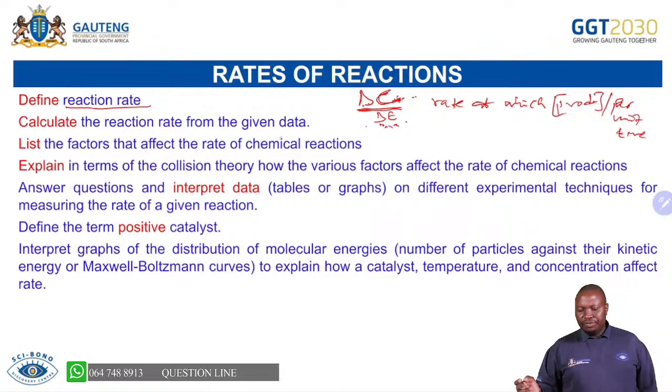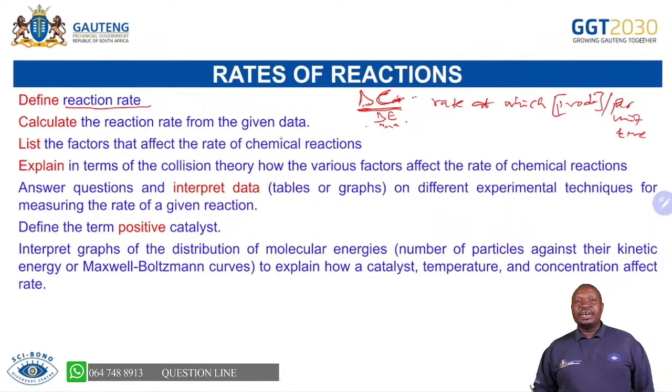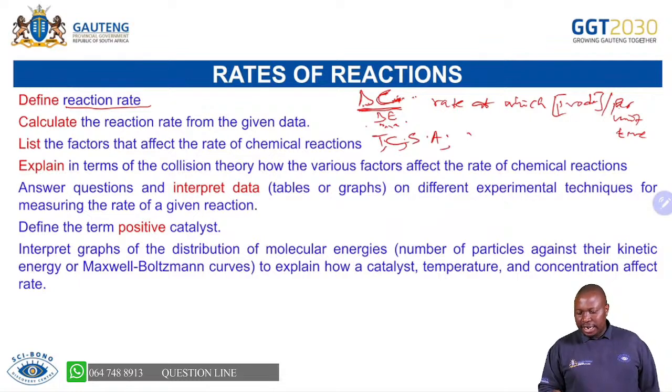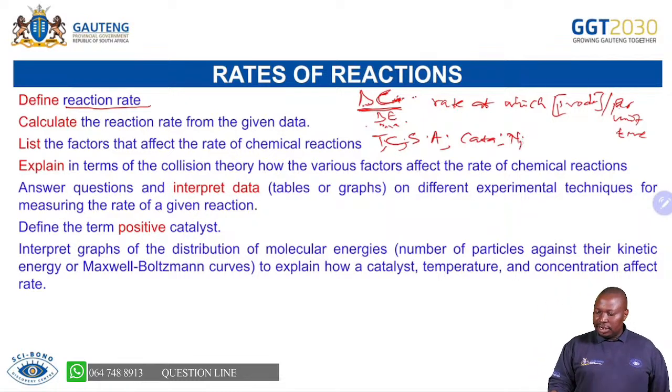Now, calculate the reaction rate from the given data. You must be able to calculate the rate of reaction. List the factors that affect the rate of reactions. Remember all those factors. You have your temperature, you have your concentration, you have your surface area, you have your catalyst, the nature of reactants, and then lastly you have your pressure.